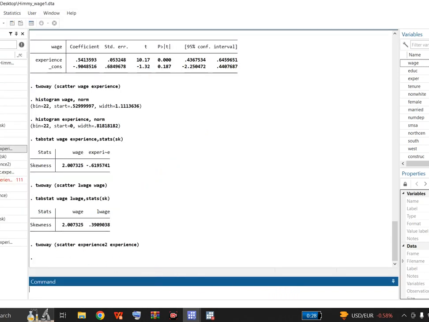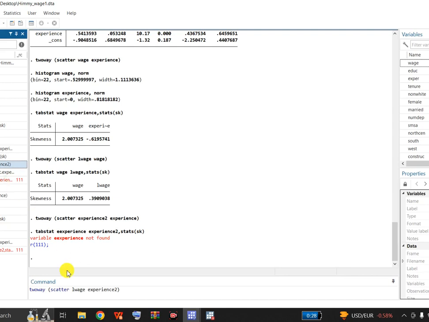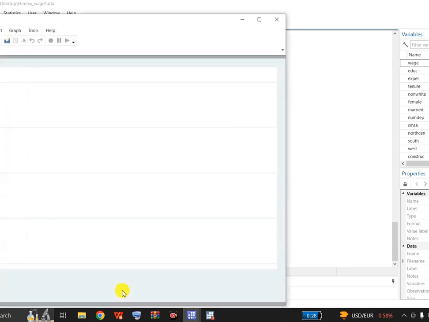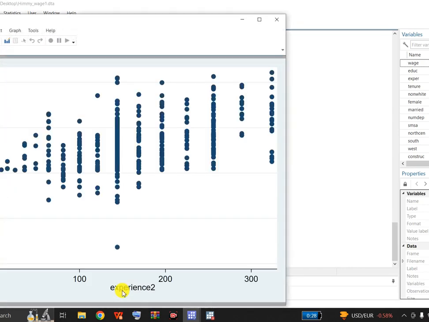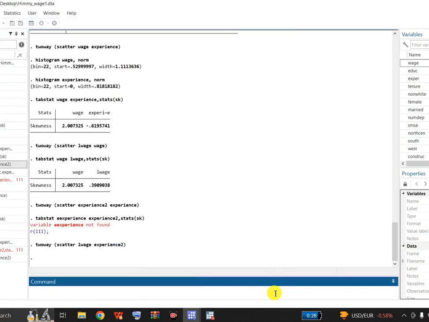And we can also do this one, and this is the scatter diagram of log of wage and experience squared. Now this relationship, although it's not completely linear, is improved by the transformation of the two variables: we took the log of wage and we took the square of the experience. Now it improved the relationship between these two variables.